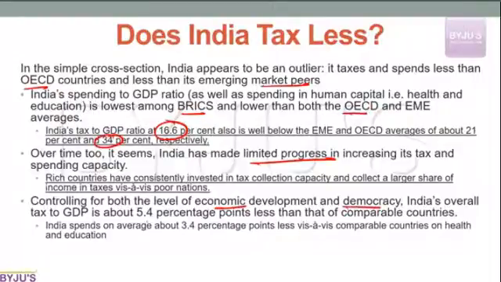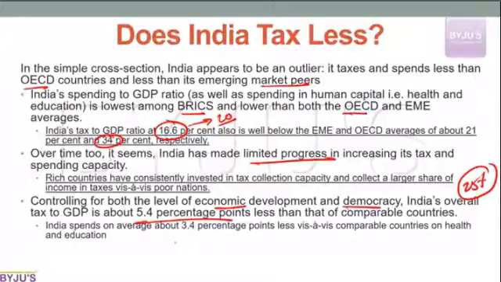So if you control for everything, economic and political development, India is about 5.4 percentage points less than the comparable nation. So India is currently at 16.6. We have to reach around 20. Now if you look at last year's economic survey, they had told that 25% is the target for tax to GDP ratio. So now economic survey is saying close to 20 also would be okay.